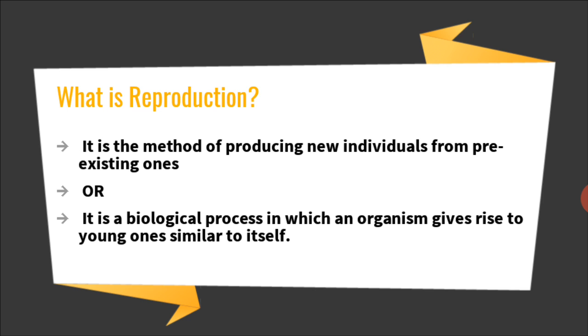Now let us understand what is reproduction. It is the method of producing new individuals from the pre-existing ones, or it may be defined as a biological process in which an organism gives rise to young ones similar to itself. Like we have seen, a cat gives rise to a kitten, a dog gives rise to a puppy.